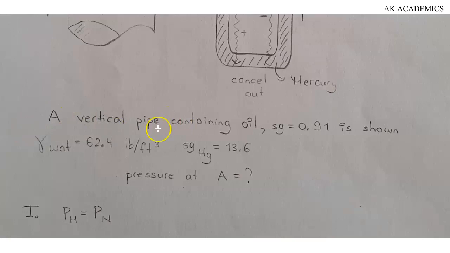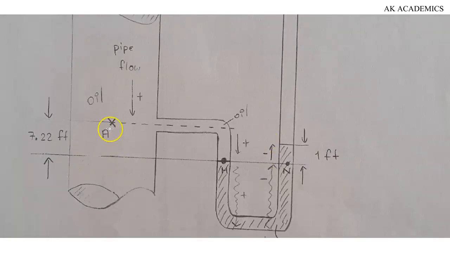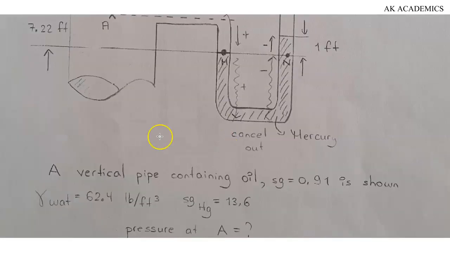A vertical pipe containing oil with specific gravity of 0.91 is shown above. If the specific weight of water is 62.4 pounds per cubic feet, then specific gravity of mercury is given as 13.6. Specific gravity does not have a unit because it is usually given as the specific weight of a liquid or a material divided by the specific weight of water, so the units are going to cancel out. The question then says, what is going to be the pressure at this particular point A? How do we find the pressure of oil at this particular point A in the pipe?